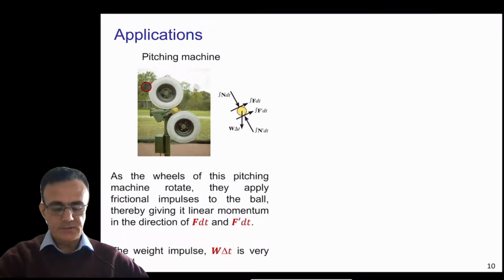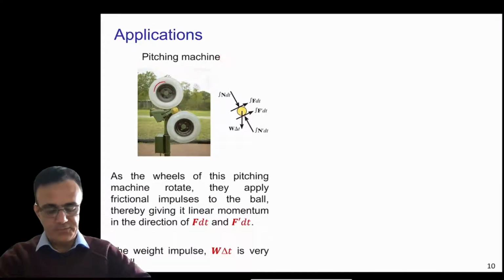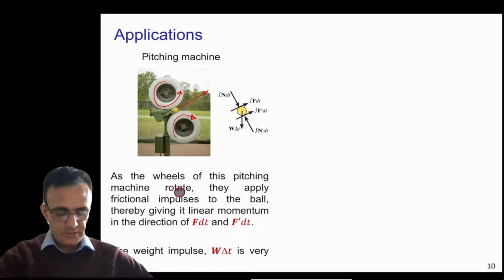So the first example that you see here is a pitching machine. The pitching machine, as you can see here, throws balls with some sort of friction. As the wheel of the pitching machine rotates, this wheel is going to rotate in this direction, and this wheel will rotate in this direction. So it will throw the ball in this direction. As the wheels rotate, they apply frictional impulses to the ball, thereby giving it a linear momentum in the direction of f dt and f dash dt.